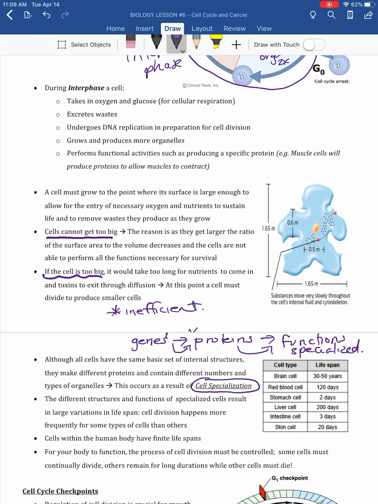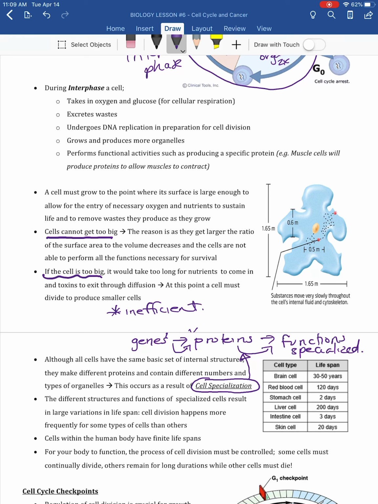Next year, you get to specialize. You get to choose a path, just like the cell. The cell grew, and then it starts to choose a path. Is it going to be an eye cell? Is it going to be a heart cell? And that's because certain proteins were made because the genes were turned on. And then because those proteins were made, that cell had a certain function.